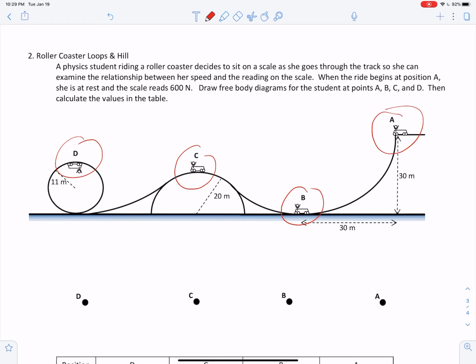table. So first of all, the reading on the scale is normal force. It's going to be the upward force. Actually, it could be up or down, but it's the force of the track pushing on the student. And if this girl is at rest, then the normal force is equal to her weight. But we're going to see as she goes through this roller coaster that depending on how she's moving, her normal force might be greater or less than the force of gravity on her. So she might experience feeling heavier or lighter than she actually is.